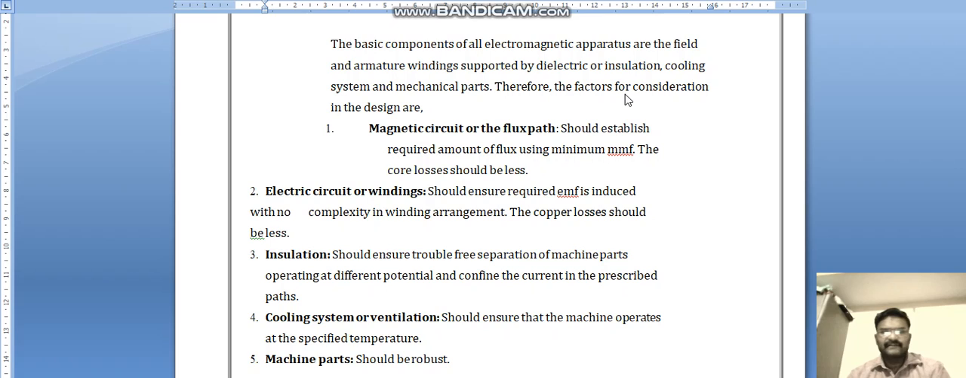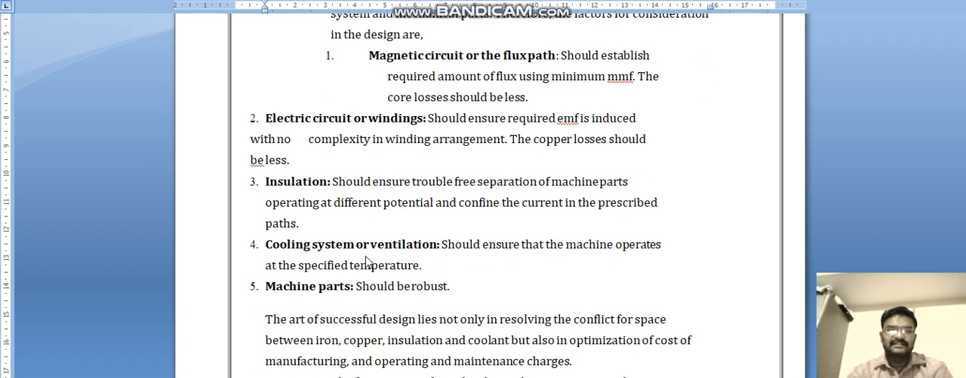They have the primary winding and secondary winding, or stator winding and rotor winding. The windings will be present in motors as well as transformers. The magnetic circuit is also present between primary and secondary in the case of a transformer. In the case of a motor or generator, the magnetic flux path will be present between stator and rotor. Third one, insulation, and fourth one is cooling or ventilation.